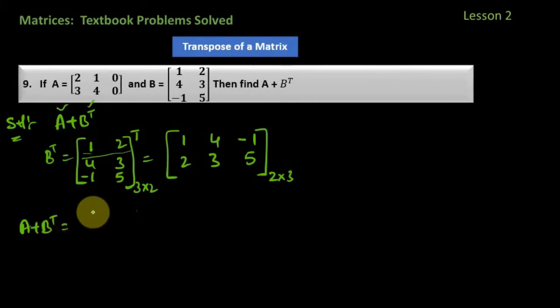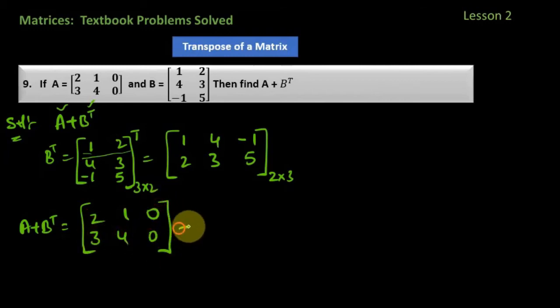Okay. Chalo, we'll write the A matrix first here. What is the A matrix here? 2, 1, 0 is the first row, 3, 4, 0, plus my second matrix, sorry, B transpose. What is B transpose here? 1, 4, -1, 2, 3, 5.